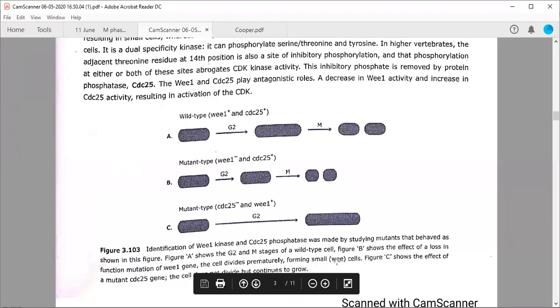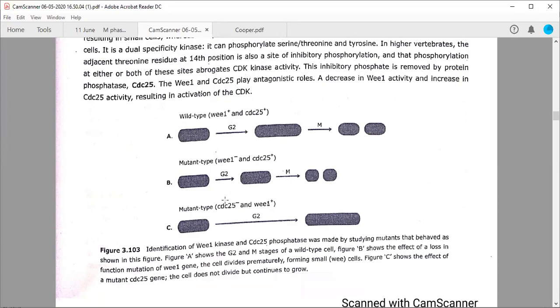Wee is a term in Scottish meaning small, so this is known as Wee1. Therefore this term was given. I told you yesterday also. Now suppose if you do not have this phosphatase and if you are having kinase, what will happen?